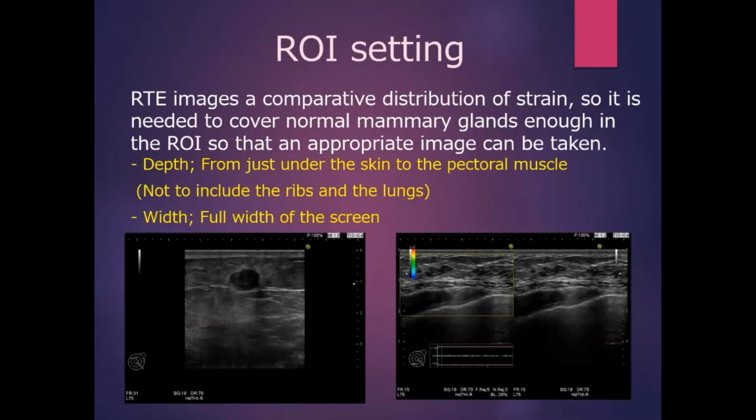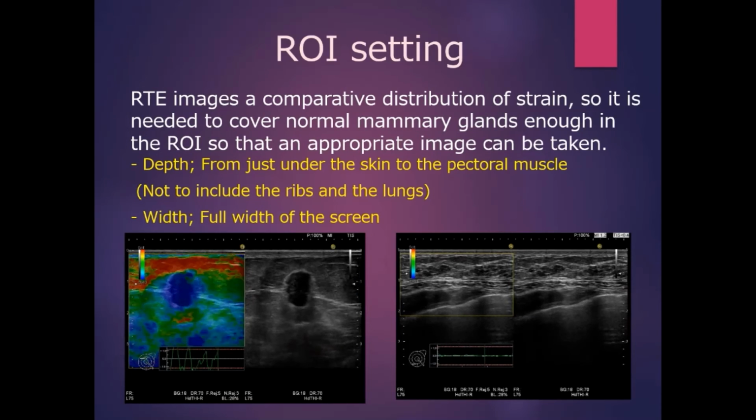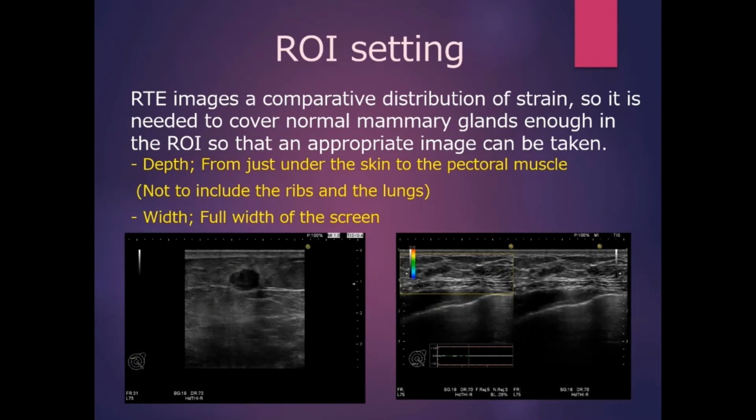RTE images a comparative distribution of strain, so it is needed to cover normal mammary gland enough in the ROI, so that an appropriate image can be taken. Set ROI width to the full width of the screen, and ROI depth from just under skin to the pectoral muscle.